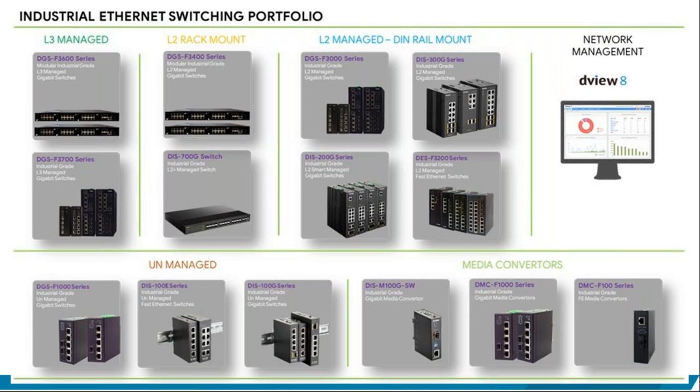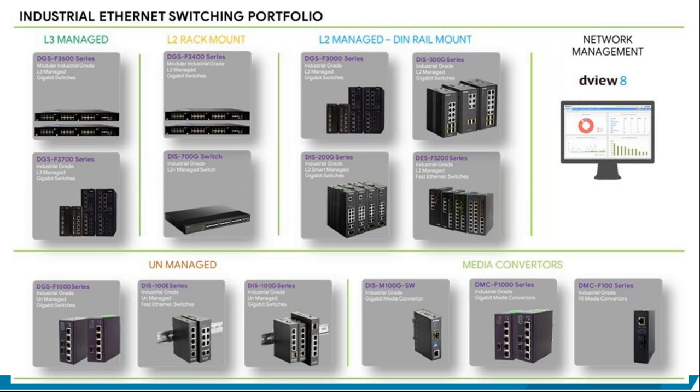Starting from the extreme left, we have L3 managed switches, that is DGS F3600 series, which is a layer 3 fully managed industrial switch. Then we have DGS F3700 series, that is also a layer 3 managed switch that comes under DIN rail mounting options. Then we have layer 2 rack mountable switches, that is DGS F3400 series, and similarly we have DIS 700 series, which is a fixed port layer 2 rack mountable switch. In the layer 2 managed category under DIN rail mounting, we have DGS F3000 series, where we have 4 port, 8 port options. It goes up to 16 and 20 port max.